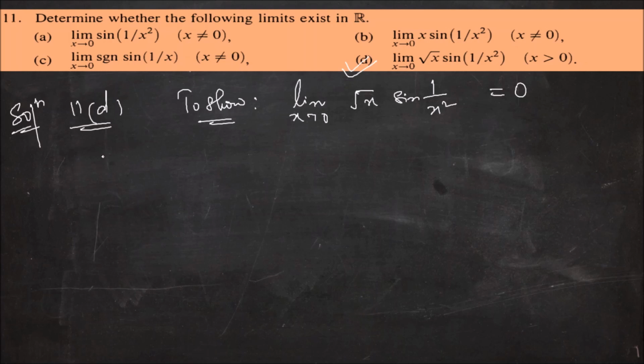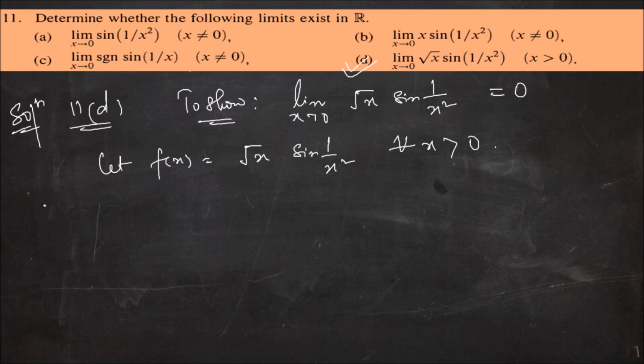So for this, define f(x) = root x sine 1 by x square for all x greater than 0. Because this root is defined only when x is greater than or equal to 0, and this is defined when x is not equal to 0. So simultaneously both are defined whenever x is strictly greater than 0. So we have assumed f is this. We have to show that limit as x tends to 0 of f(x) is equal to 0.